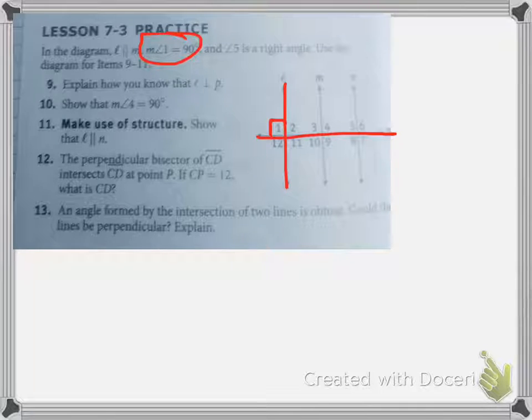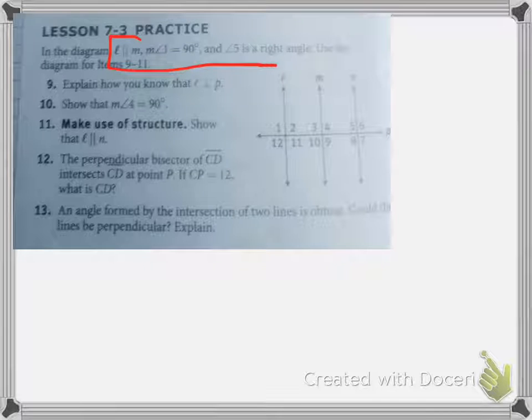So number 10, show that angle 4 is 90 degrees as well, right? So this one's a little bit harder. Yeah, so let me go ahead and explain. Alright, so I went ahead and cleared the board. So this is the way we're going to approach this, okay? It's very important you understand all these things right here.